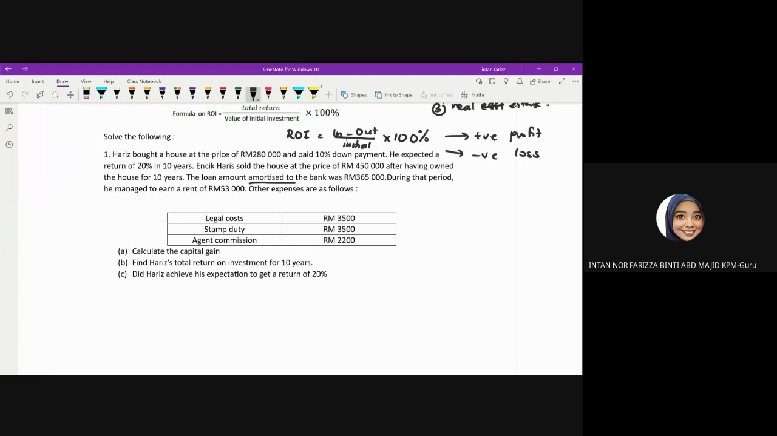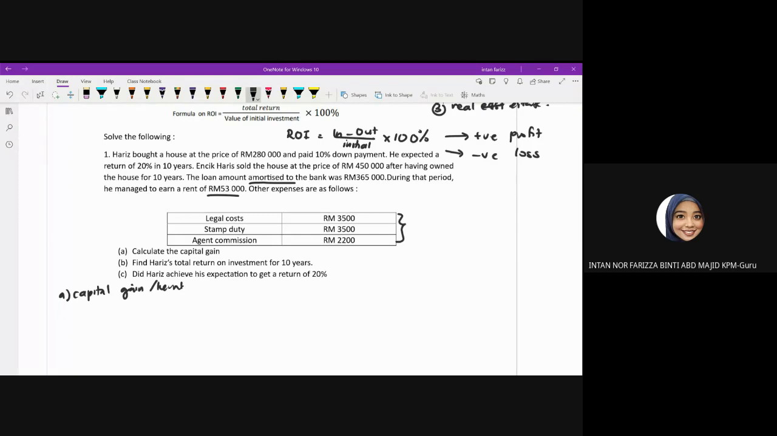Next, during that period, he managed to earn a rental of 53,000, and these are the other expenses: legal costs, stamp duty, and agent commission. So these three items actually, girls, you have to pay when you want to sell the house. Okay. So now the first one, let's calculate the capital gain. Remember what is capital gain just now when I explained to you in the flow chart? Capital gain is keuntungan modal.